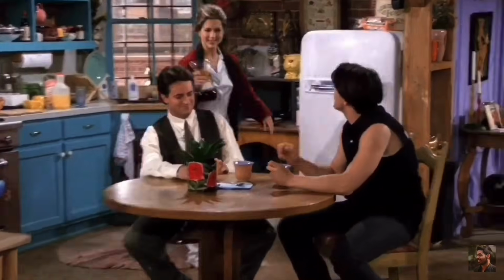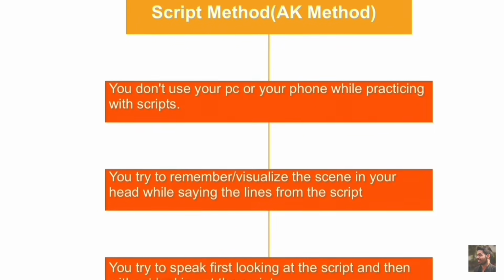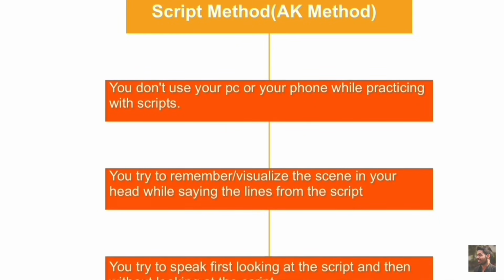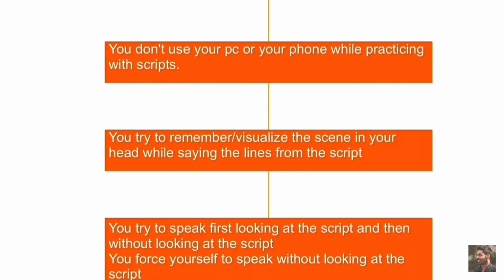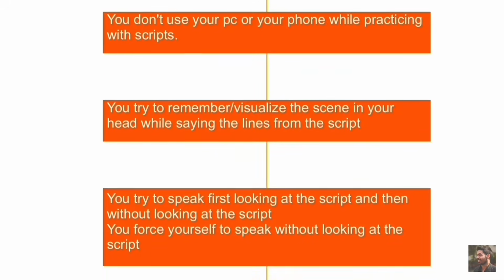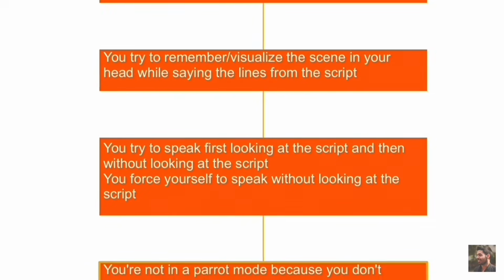So basically, you're not distracted by visual effects or the sounds or voices. You're completely focused on speaking English. You try to speak first, looking at the scripts, and then without looking at the scripts. When you force yourself to form the sentences without getting any help, your brain starts to learn how to make sentences in another language.